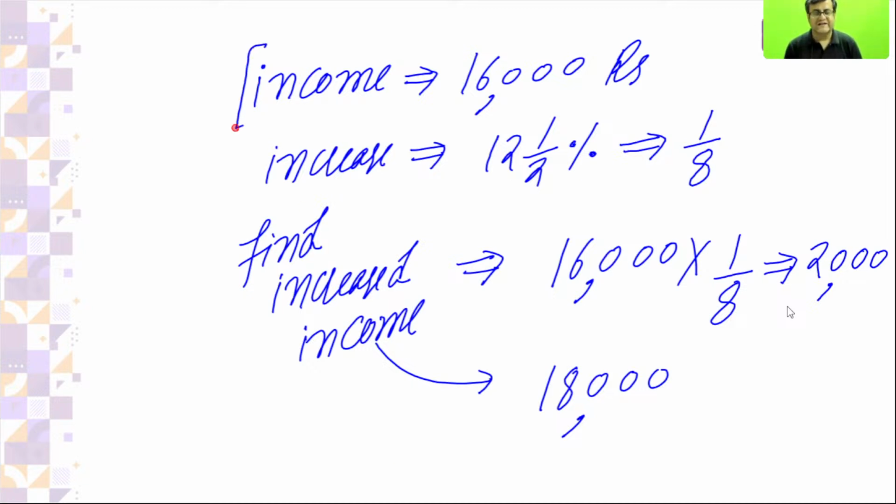16,000 is the income. 1/8 is the increase. So 1/8 of 16,000 will give you 2,000. 16,000 plus 2,000, the final value will be 18,000 rupees. If 16,000 rupees is the income and 1/8 is the increase, either you could do one thing out of 8.